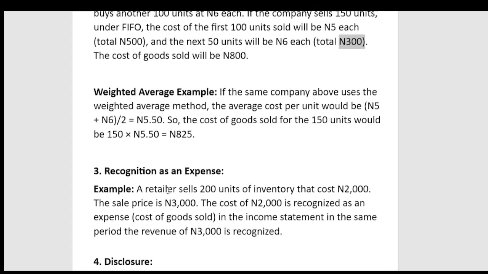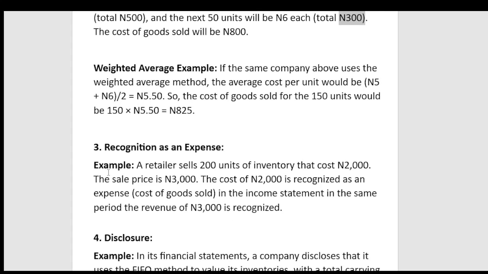Now, recognition as an expense. This is another example. I'm just showing what you should know about inventory in case you see it, in case you want to handle it. A retailer sells 20 units of inventory that cost 2,000. The sale price is 3,000. The cost of 2,000 is recognized as an expense, which is your cost of goods sold, in the income statement, in the same period in which the revenue of 3,000 is recognized.